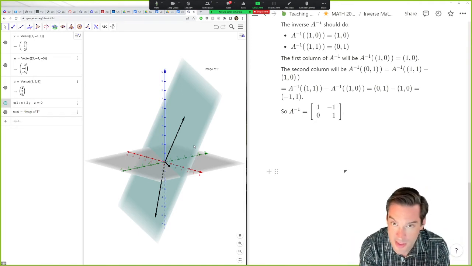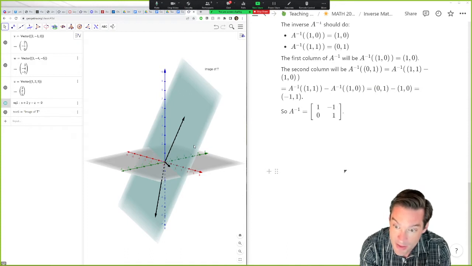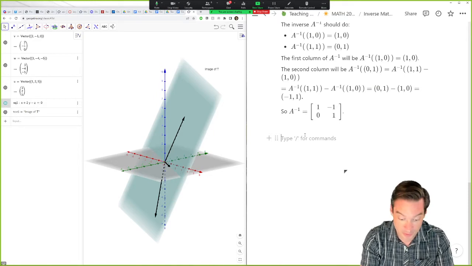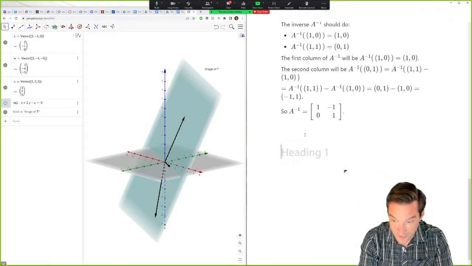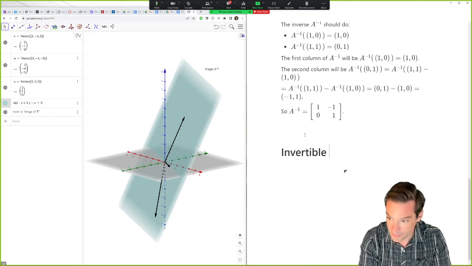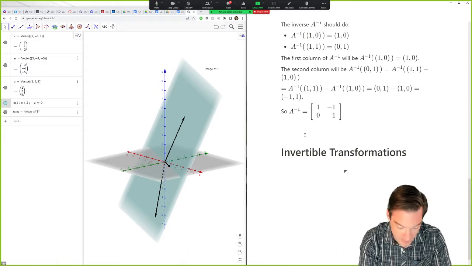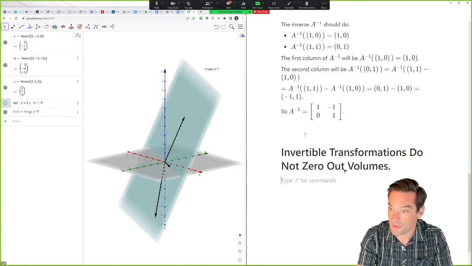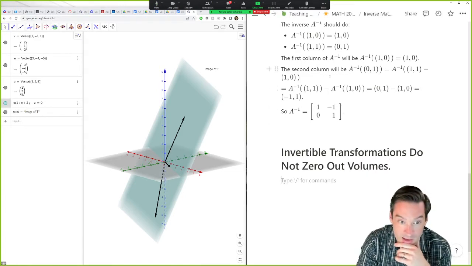And so one of the things that we might say is, well, does that mean that invertible linear transformations can be identified from their geometry? And the answer is yes. So invertible transformations do not zero out the volume. So this would be the way that I might say it, right?